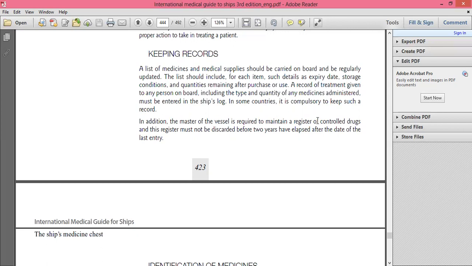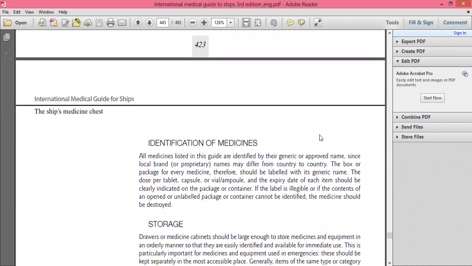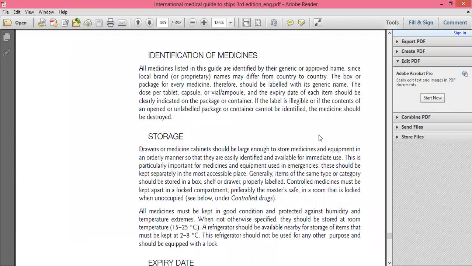In addition, the master of the vessel is required to maintain a register of controlled drugs, and this register must not be discarded before 2 years have elapsed after the date of the last entry. Identification of the medicines. All the medicines listed in the guide are identified by the generic or approved name. Since local brand names may differ from country to country, the box or package for every medicine therefore should be labeled with its generic name.